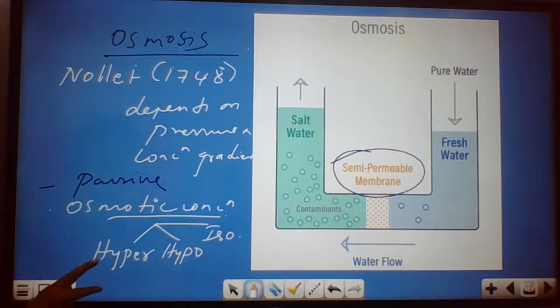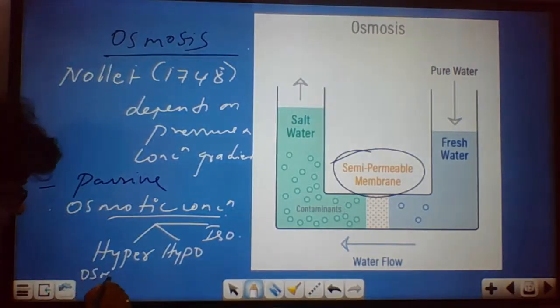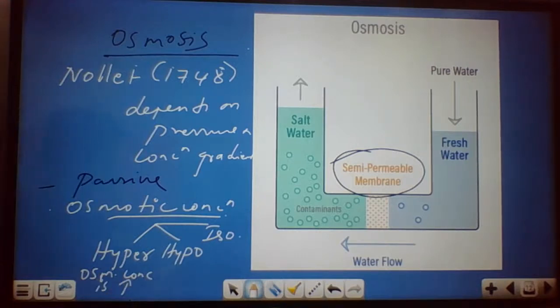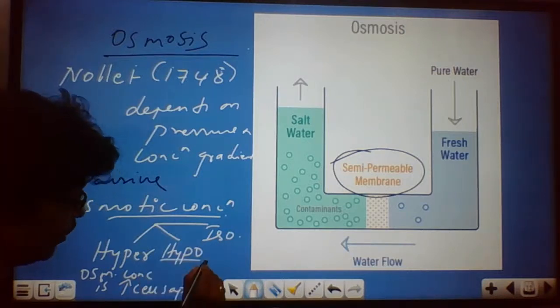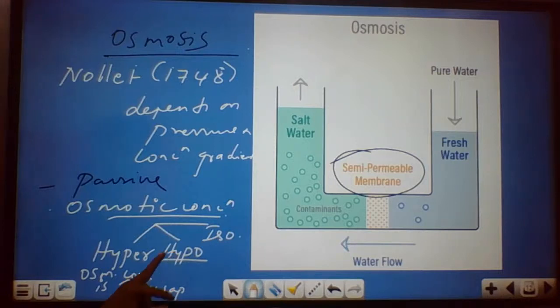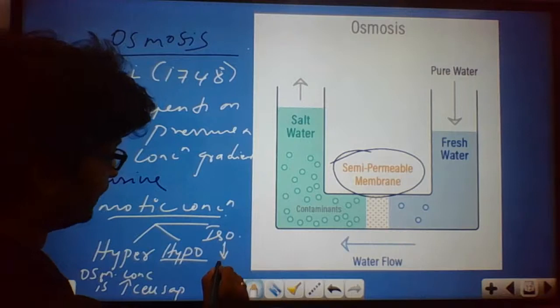Okay, so hypertonic, hypotonic, and isotonic. What happens in hypertonic, where the osmotic concentration is greater than that of the cell sap? What is hypotonic? Here the osmotic concentration is lesser than that of the other solution. Then in isotonic, both the cell sap as well as the solution are equal.